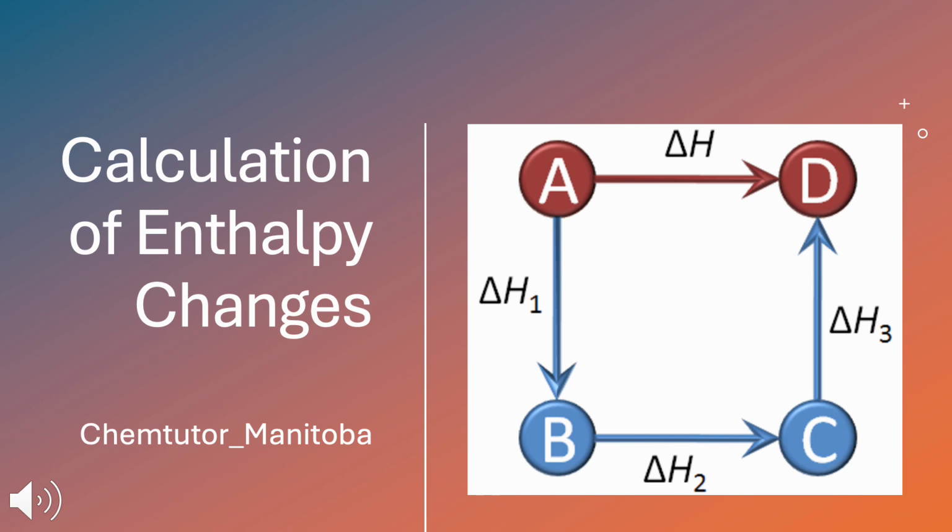Today, we're focusing on calculating enthalpy changes for reactions using Hess's law. By the end, you should be able to use formation enthalpies and reaction steps to find ΔH for a target reaction.